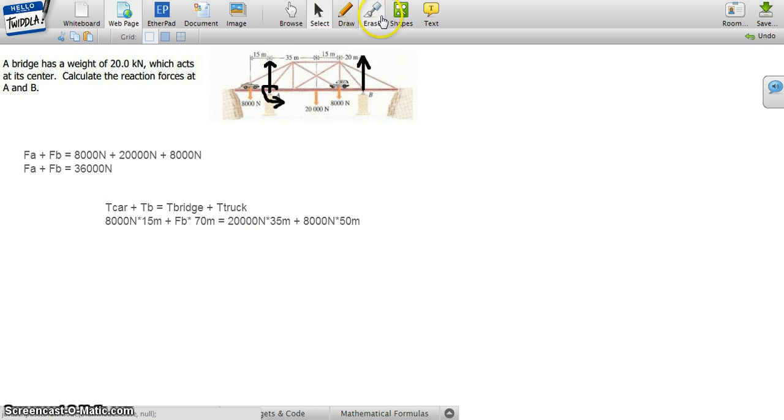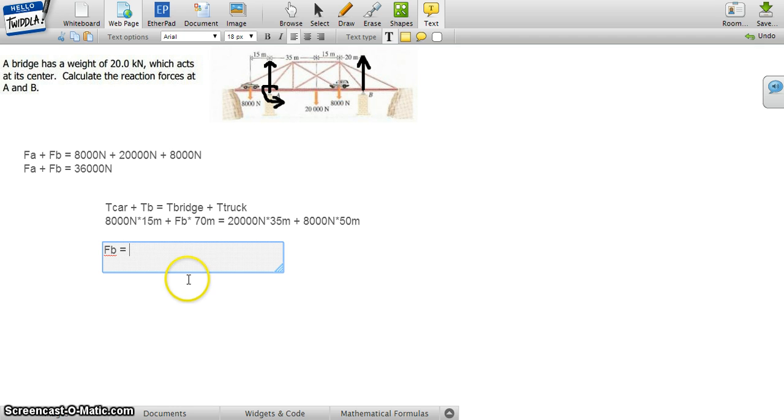Okay, so now I can go ahead and solve this for the force of B. That's going to be equal to 14,000 newtons. I can then plug that into the equation up above. FA plus 14,000 newtons equals 36,000 newtons, which means that FA would be equal to 22,000 newtons.